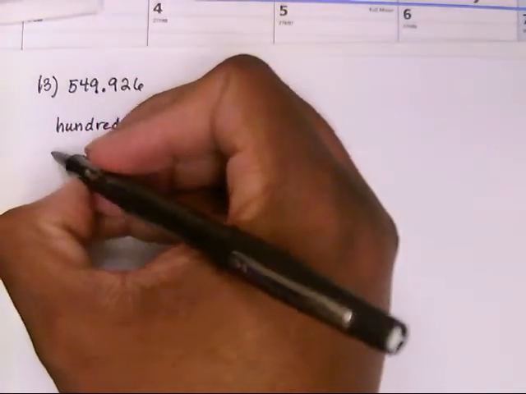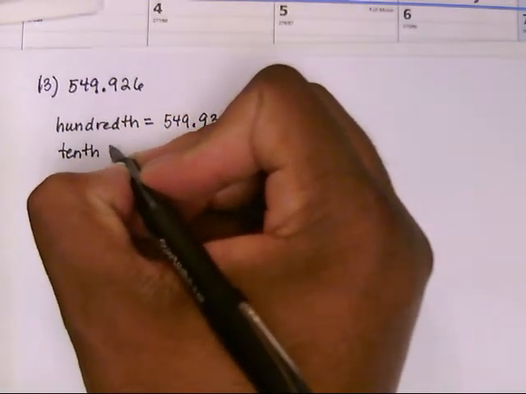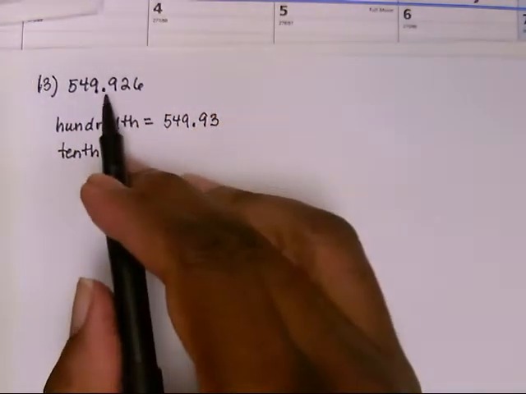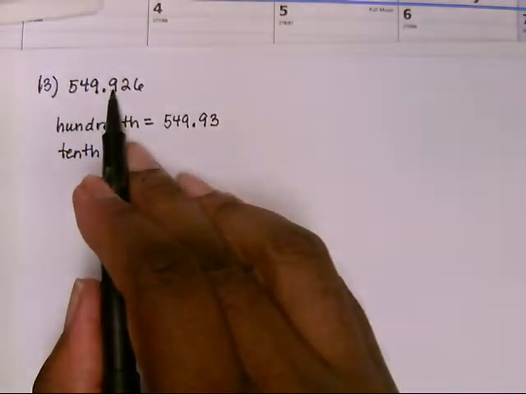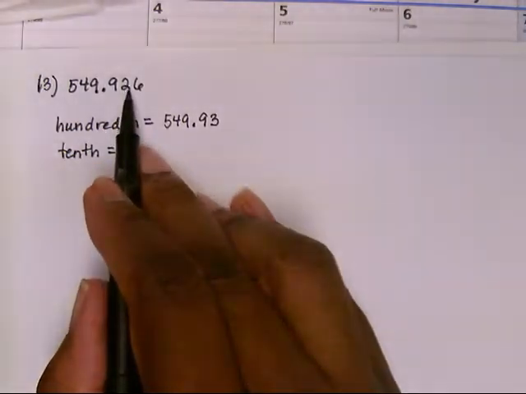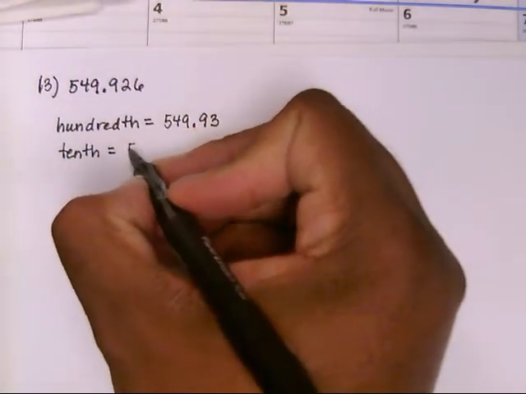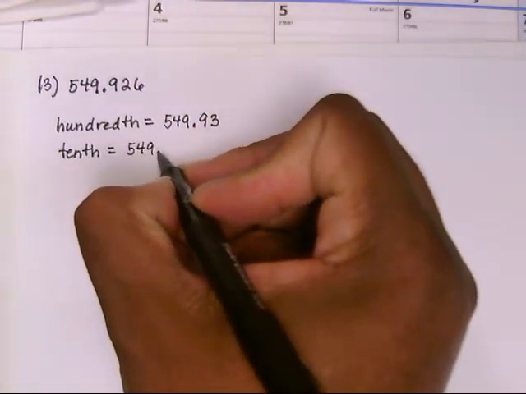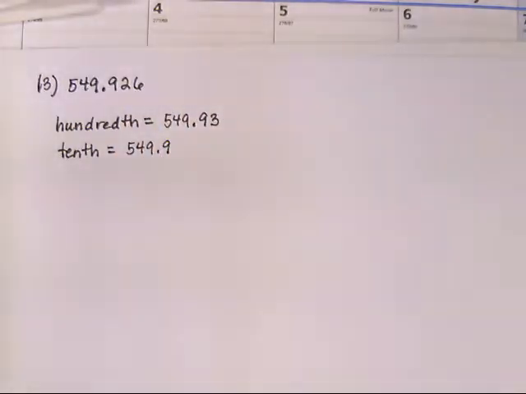And then next to the nearest tenth. Now the number in the tenth place, that's the first number after the decimal point, is a 9. To the right of it is 2. 2 is less than 5, so we leave the 9 as is. So it'll be 549.9, and the 2 and the 6, we drop that off completely because we're rounding to the nearest tenth. So it'll be 549.9.